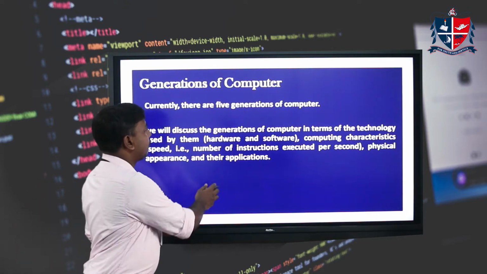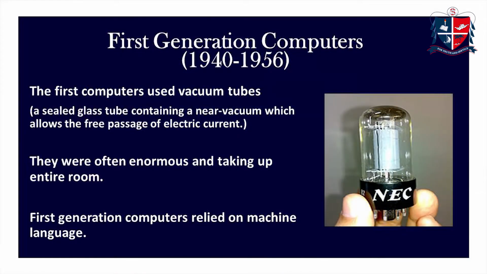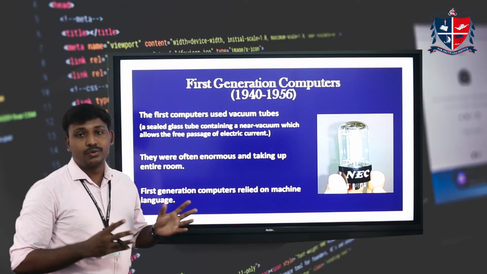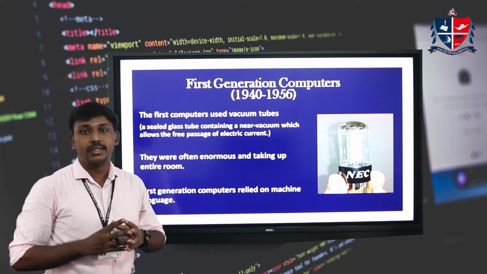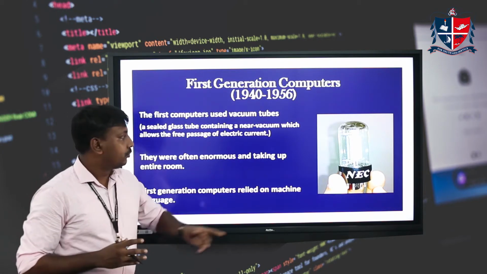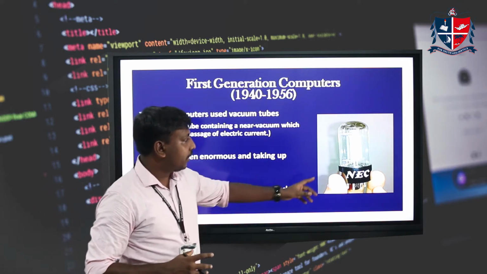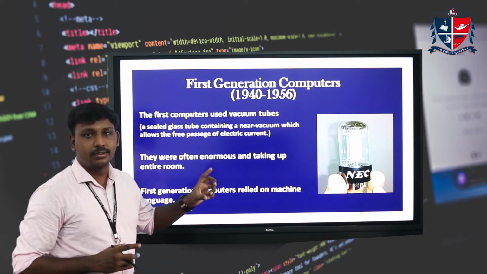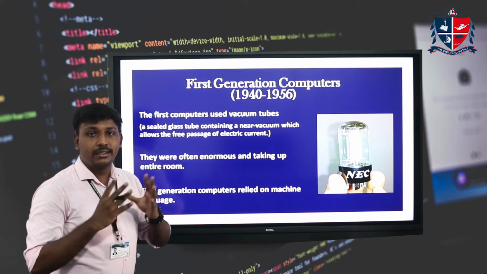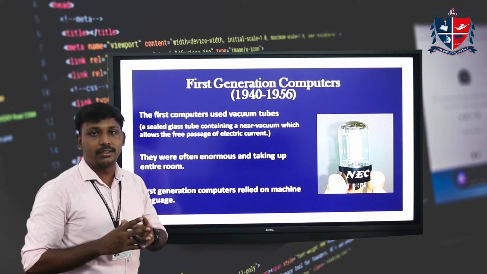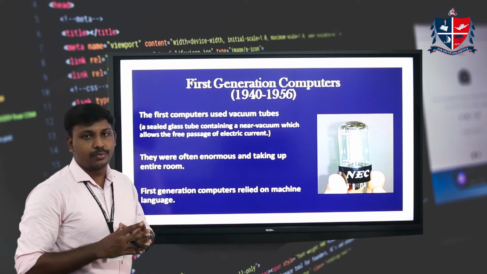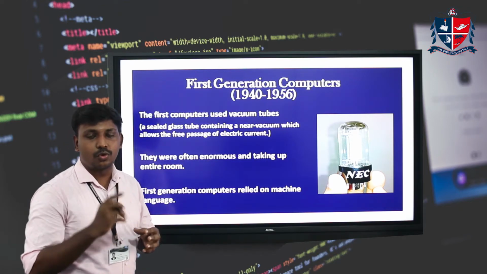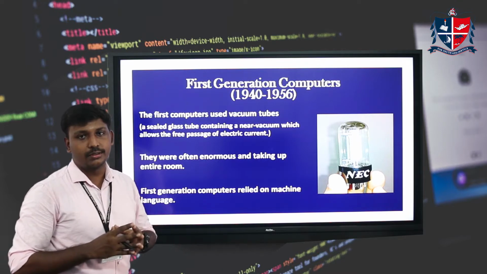Let's have a look at first generation computers. Actually, the first generation computers evolved from 1940 to 1956. As you can see, vacuum tubes were used in first generation computers. As you can see in this picture, vacuum tubes are made up of small glass tubes. This glass tube is nearly a vacuum which can pass electricity through it. And what's the use of this vacuum tube?